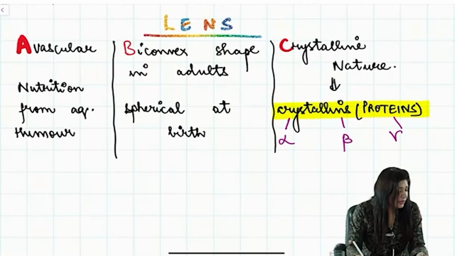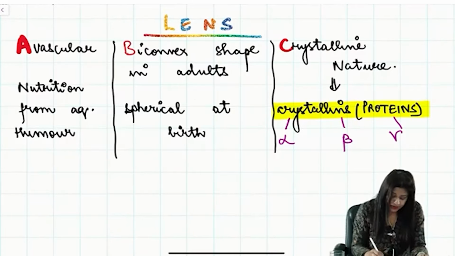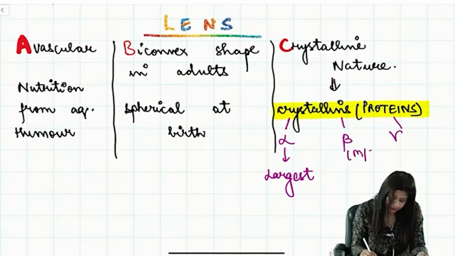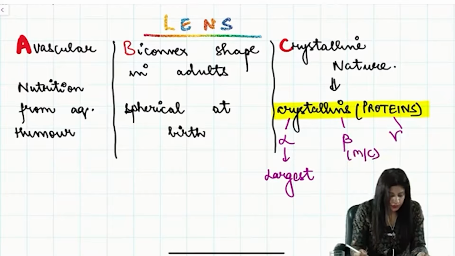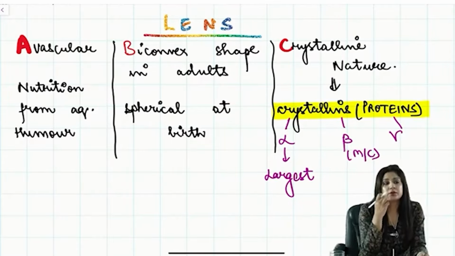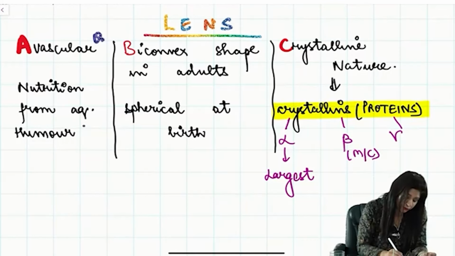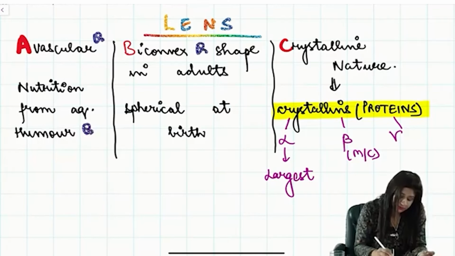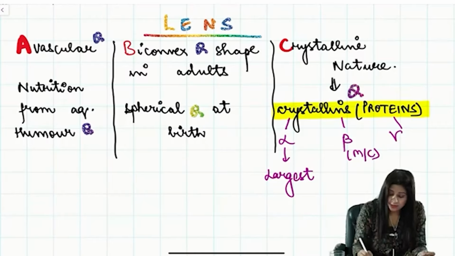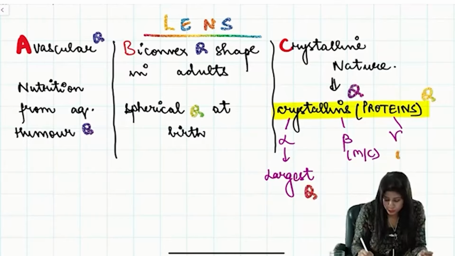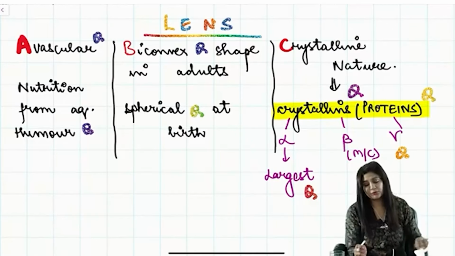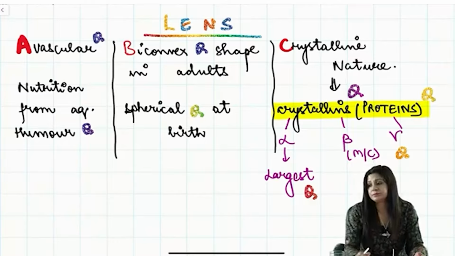We have three kinds of crystallins, where alpha are the largest and beta most common. So we have so many questions: avascular, nutrition from aqueous humor, biconvex, spherical, crystalline, proteinaceous, largest, most common. All these questions can be solved from this portion of the lens.